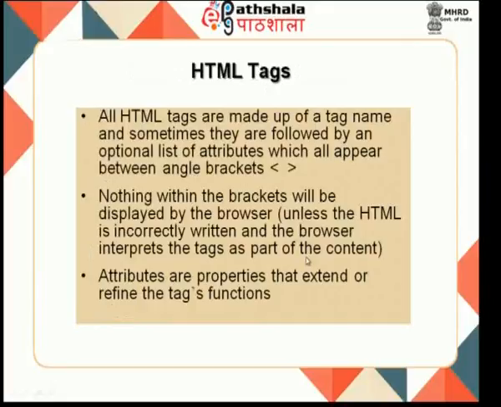All HTML tags are made of a tag name, as I have told you, and they are sometimes followed by a list of attributes, which is optional. These tags appear between the angle brackets we have seen earlier, and nothing within the brackets will be displayed by the browser unless it is incorrectly written. If you do not close the bracket, then it would appear as text in your browser window. Attributes are properties that describe the behavior of the tag, that extend or refine the tag's functions.